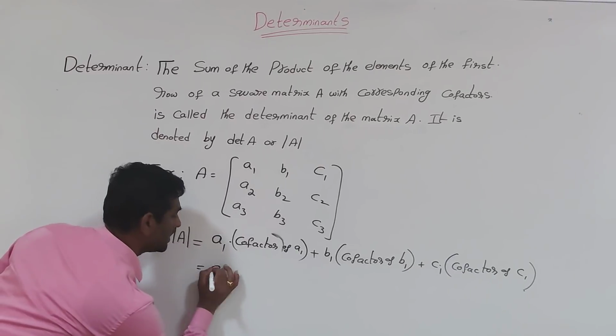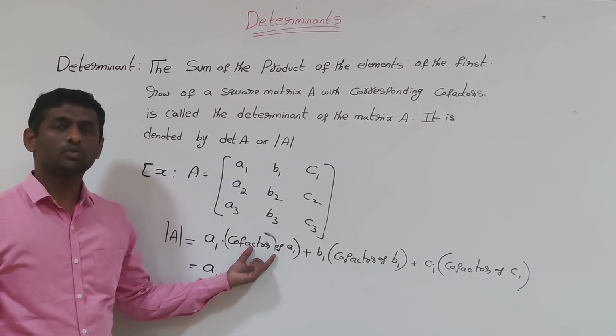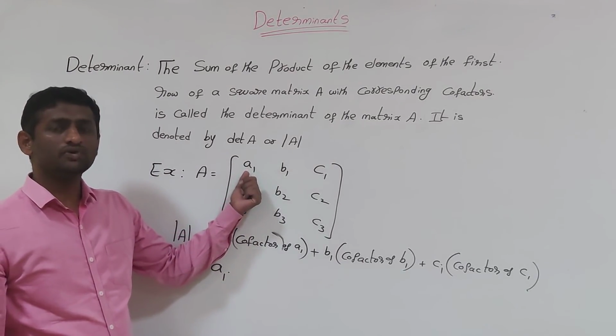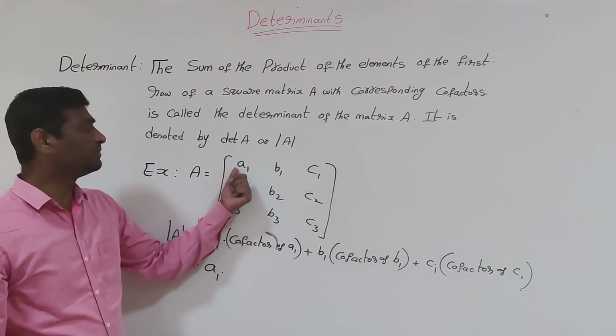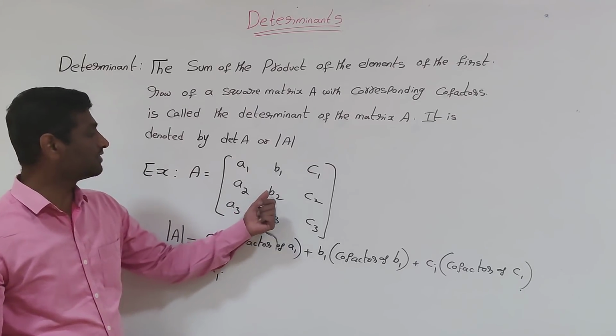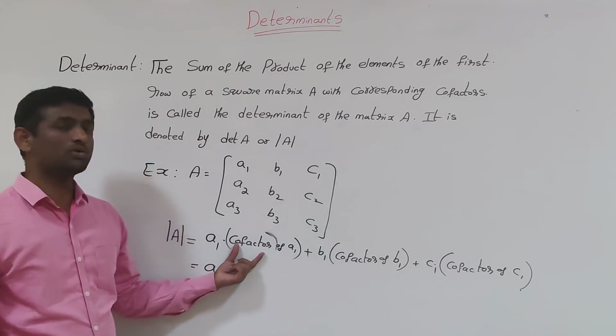So that is A1 into, assume that this is the cofactor of A1. What is the cofactor of A1? Where is this A1 located? In the first row, first column. That is minus 1 whole to the power of 1 plus 1 into the minor of A1. Again, what is the minor of A1? B2 C3 minus B3 C2. That gives the cofactor of A1.